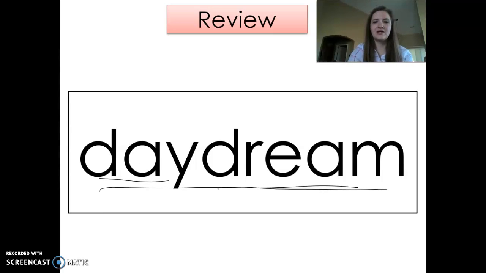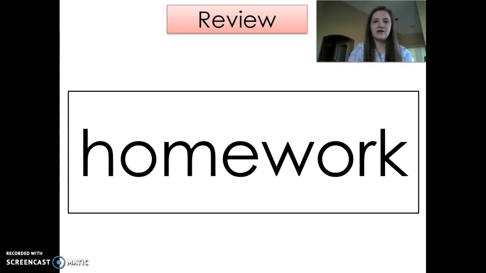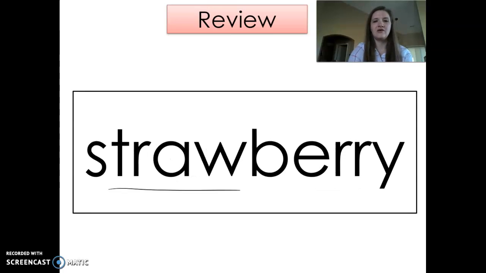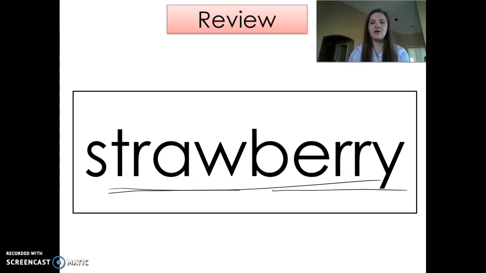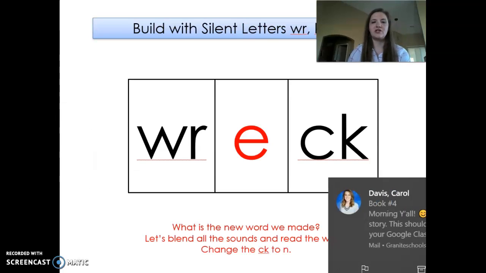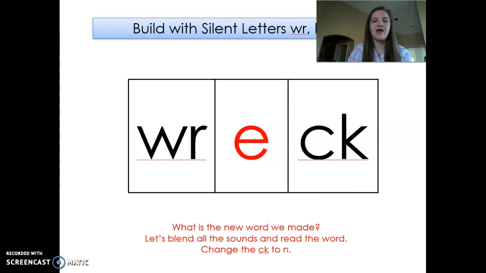Look for the smaller words. What's the word? Daydream. Look for the smaller words. What's the word? Homework. Look for the smaller words. What's the word? Doghouse. Look for the smaller words. What's the word? Strawberry. Look for the smaller words. What's the word? Toothbrush.